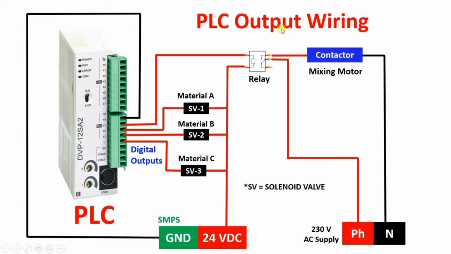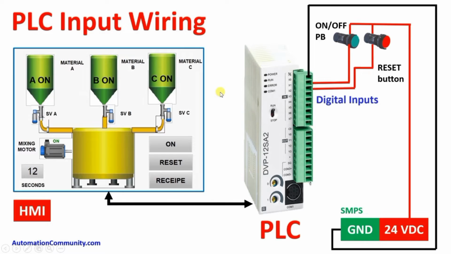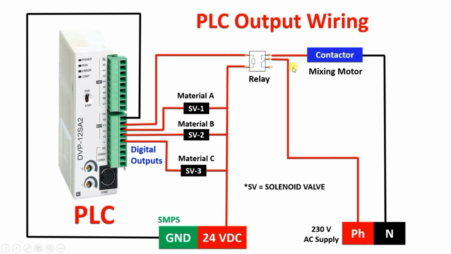Now we will see the output wiring required. From the HMI screen, you can see there are 4 outputs: this mixing motor and 3 solenoid valves. So here also we will connect one motor and 3 solenoid valves. Let us understand the output wiring of this PLC. First of all, in the C0, that is the common, we will connect the ground terminal of our SMPS.